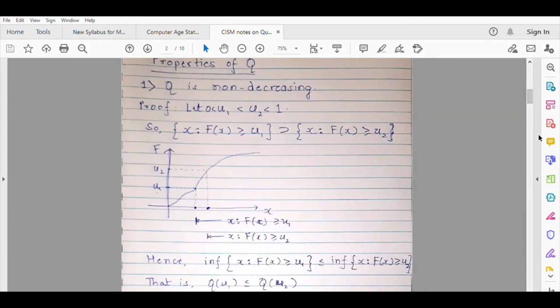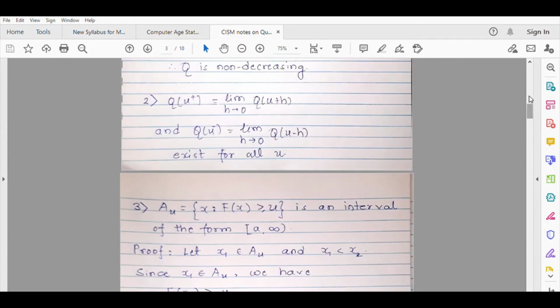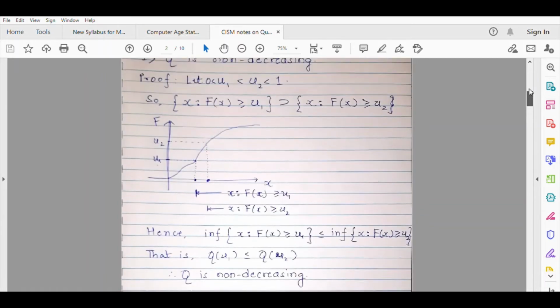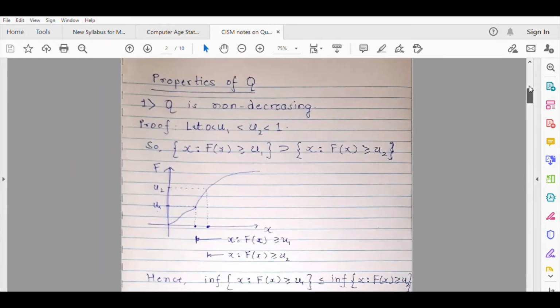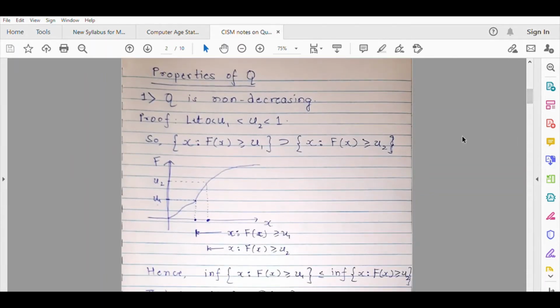So now let us briefly see the properties of Q. So the first property is Q is non-decreasing. So how can we prove this? Here I have tried to explain it through a diagram.